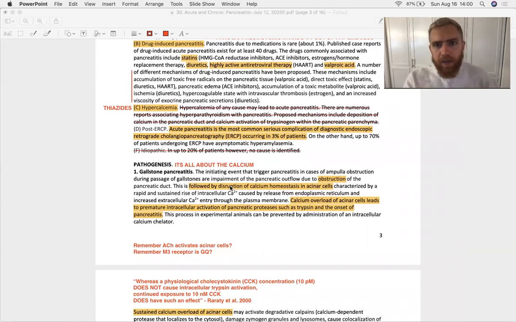Drug-induced pancreatitis. I don't think you're going to get asked about these, but you might on boards. Let's run through a couple of them. Statins, very rare. I did some research. I found a literature review with only 20 individual cases of statin-induced pancreatitis. I don't think you'll get asked about that.